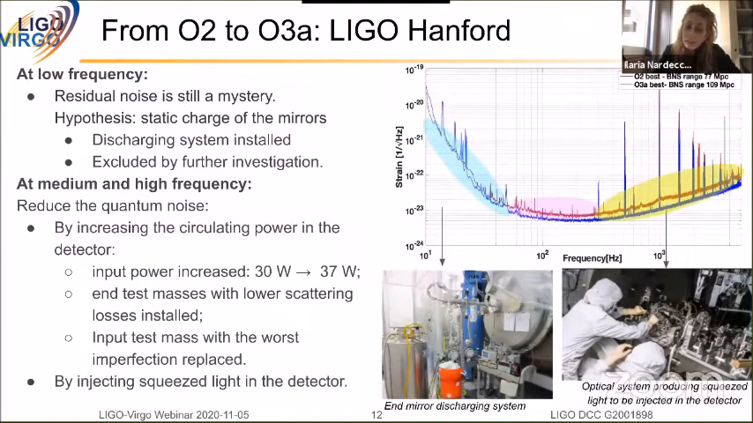So, next slide, please. Concerning LIGO Hanford, the same upgrades have been installed in this interferometer, but also an input test mass of one Fabry-Perot cavity has been replaced due to the presence of some imperfections on its surface. Next slide, please.